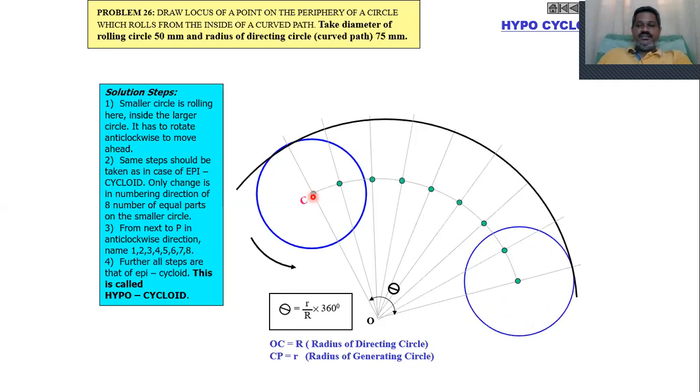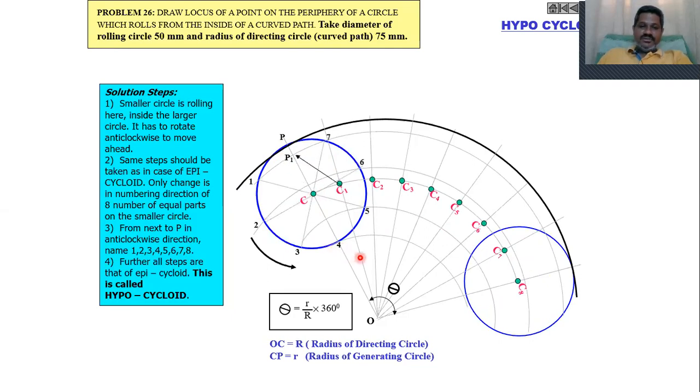Then after drawing the concentric arc to the directing arc, locate the centers from C1 to C8 like this. Then draw the concentric arcs from the divided points on the generating circle like this. Then after drawing the concentric arcs, locate the points here now, with the radius of the generating circle.